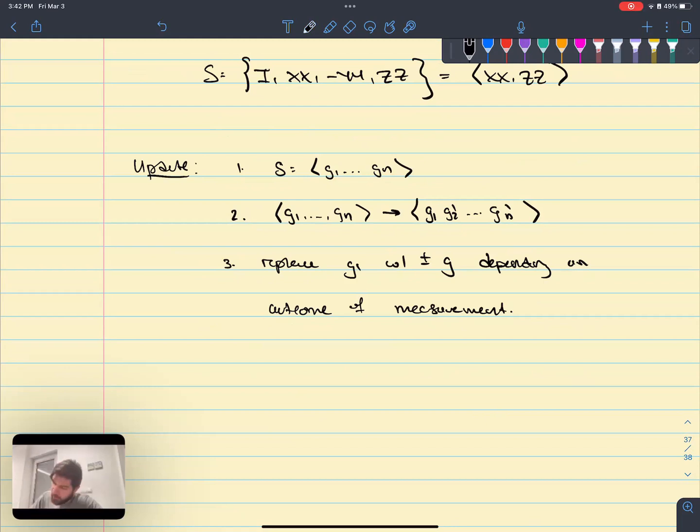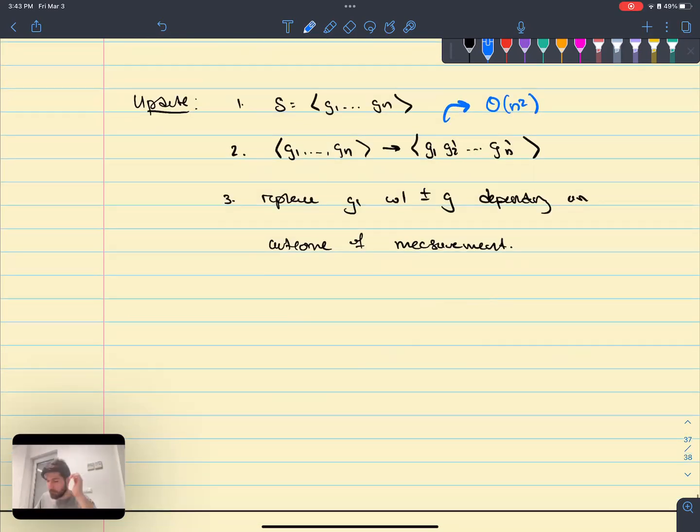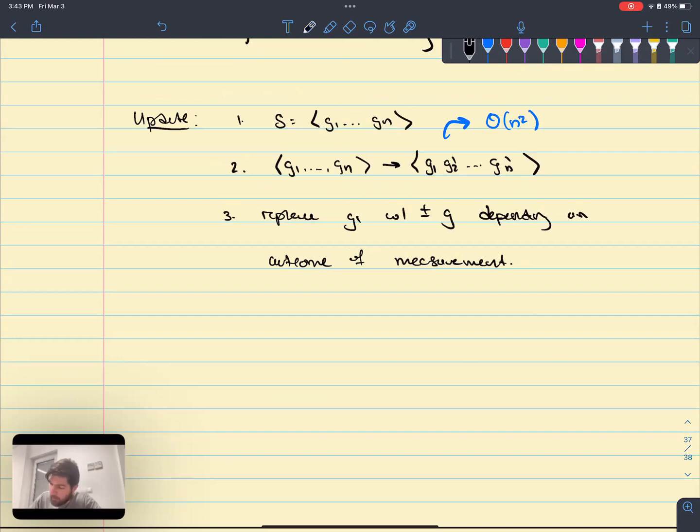In general, the part of this that's computationally expensive classically is the following: if I have more than one generator that anti-commutes, then to actually rearrange things to find the new set of generators where at most one anti-commutes, this requires roughly n squared steps. So this is one computationally expensive part.